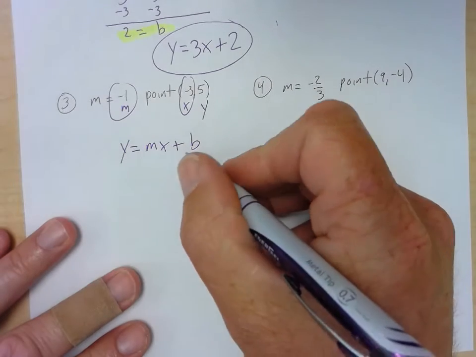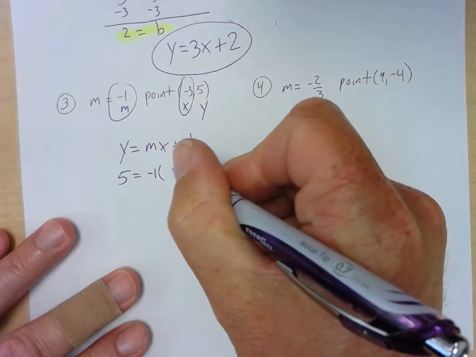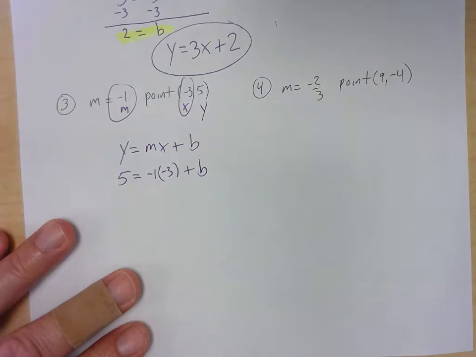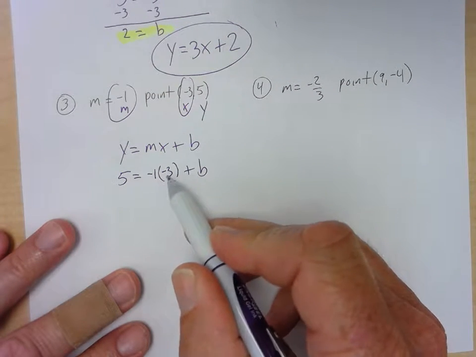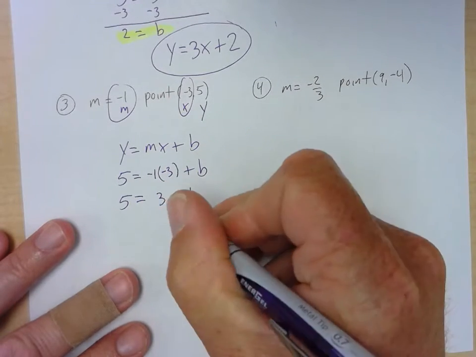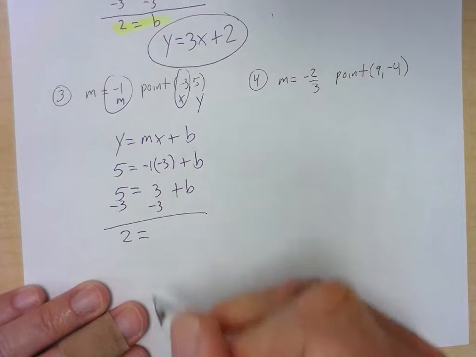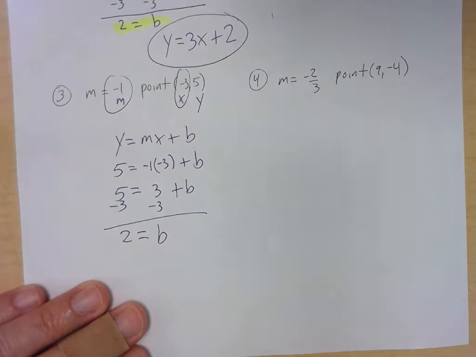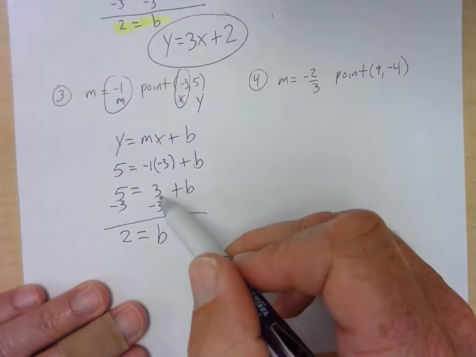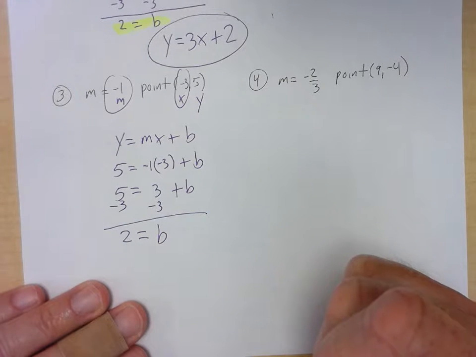So b, we don't know. We know the x and the y and the m. So y is 5, m is negative 1, x is negative 3, and b is b. We're going to multiply these together. So 5 is equal to negative times negative is positive, so it's 3 plus b. Subtract the 3 over. Got to get b by itself. And we get 2 is equal to b. So I multiplied together to get 3, I subtracted the 3 over to get b by itself, and then we have b.